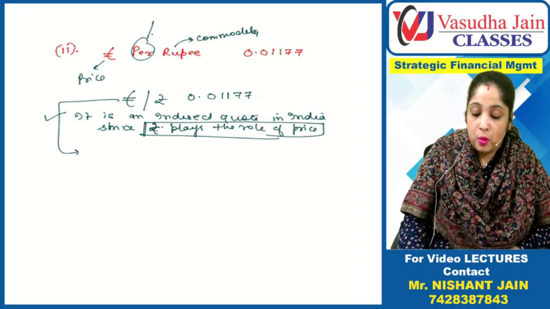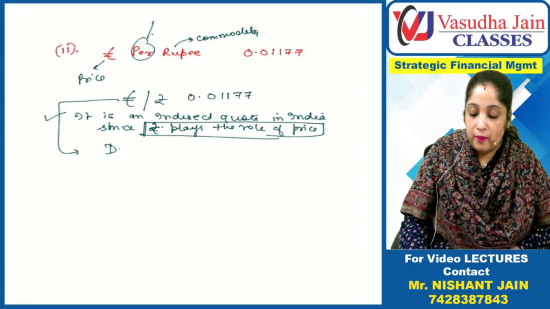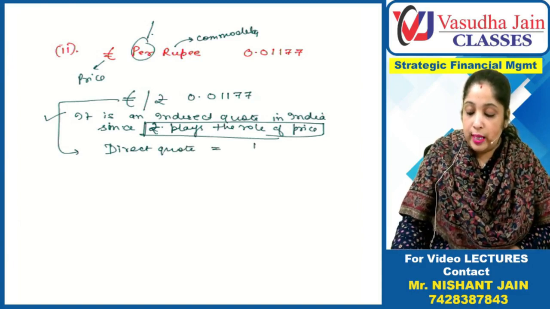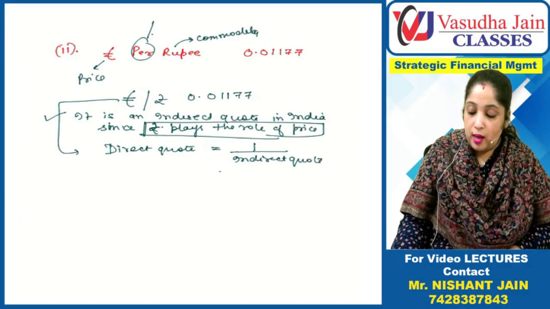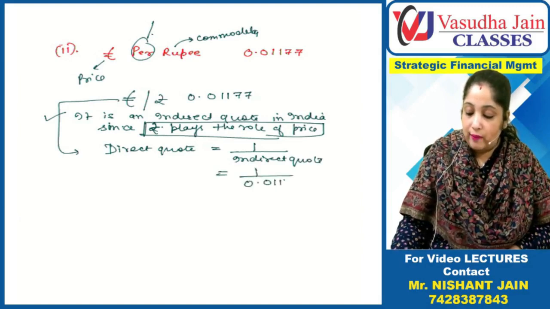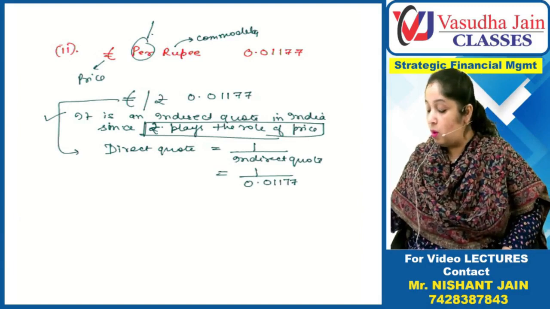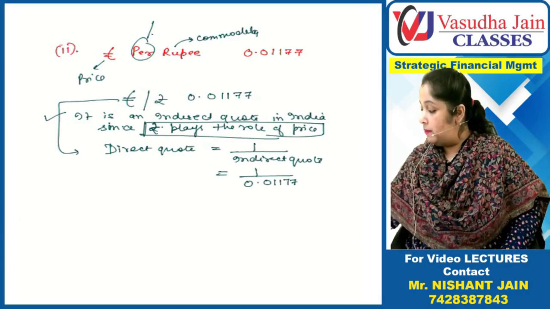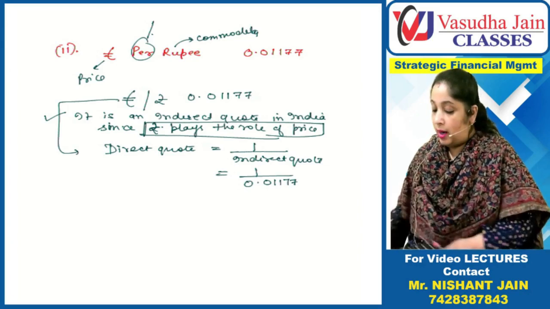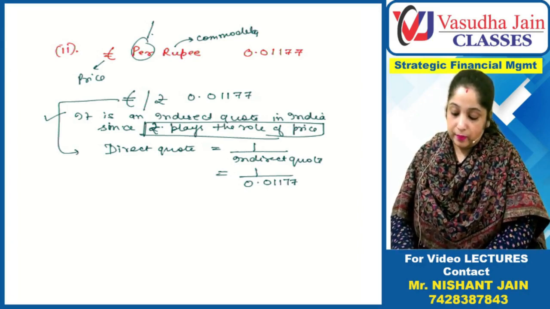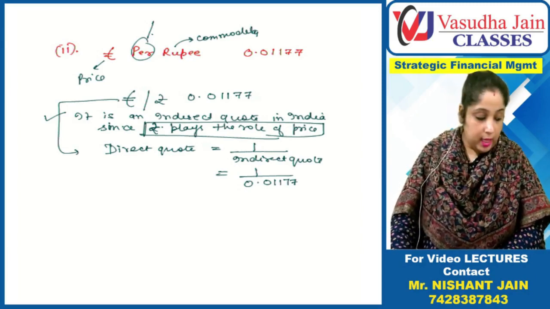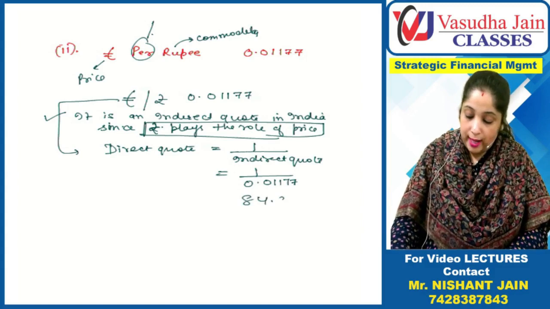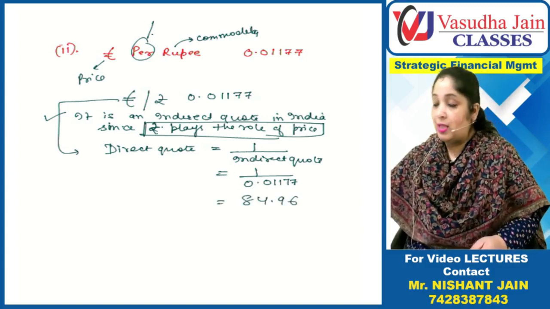Now we have to convert this quote. It was an indirect quote, so we have to convert it into a direct quote. How do we do it? We take the reverse of the same indirect quote. So 1 upon 0.01177. 1 divided by 0.01177 comes out to be 84.96. It's correct. Now how do we express this?